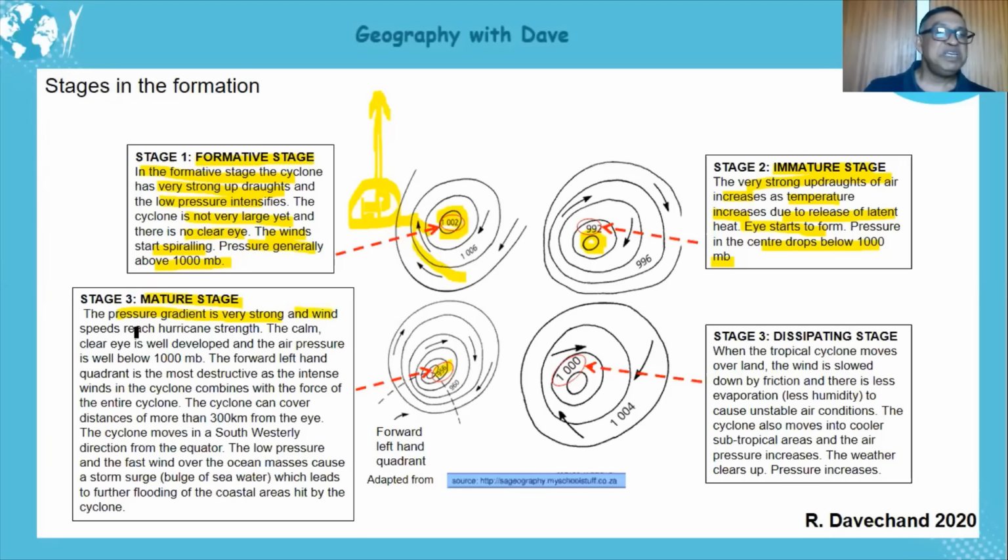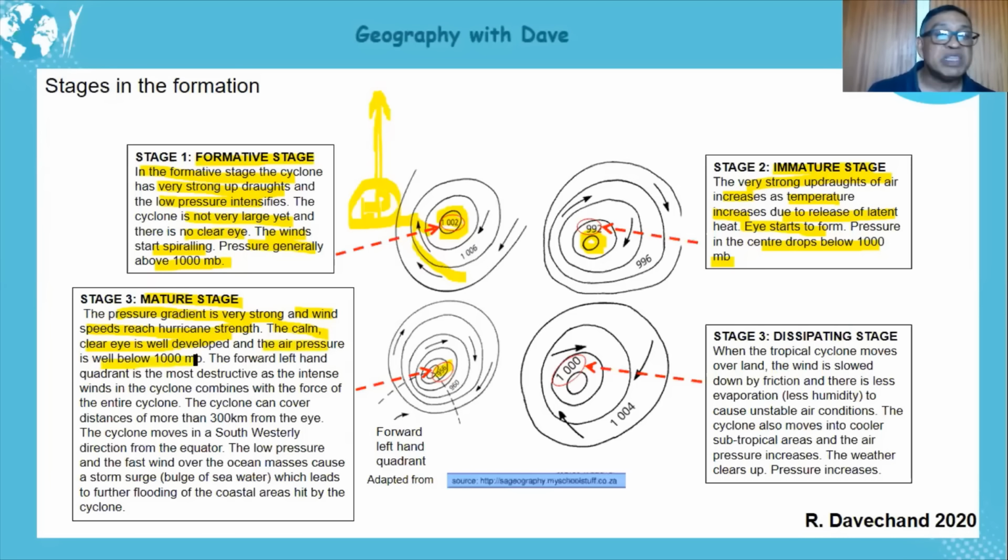The wind speeds reach hurricane strength. Very, very fast. The calm, clear eye is well developed. The eye is calm, because air is rising there and condensing on the sides. But I don't want to disturb things. Just remember the eye is calm. I want to show you on a cross section as we go through. I don't want to mix things up and confuse you. The pressure is well below 1000 millibars, well below.